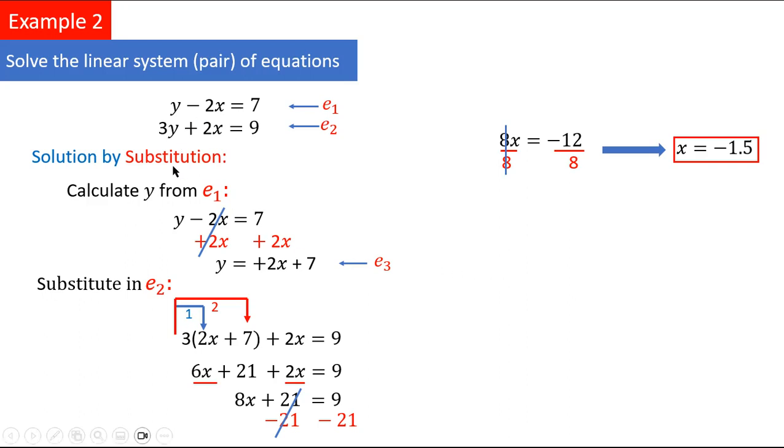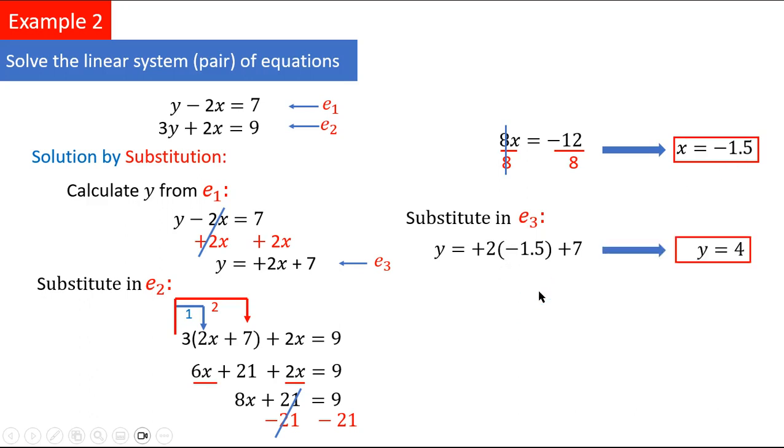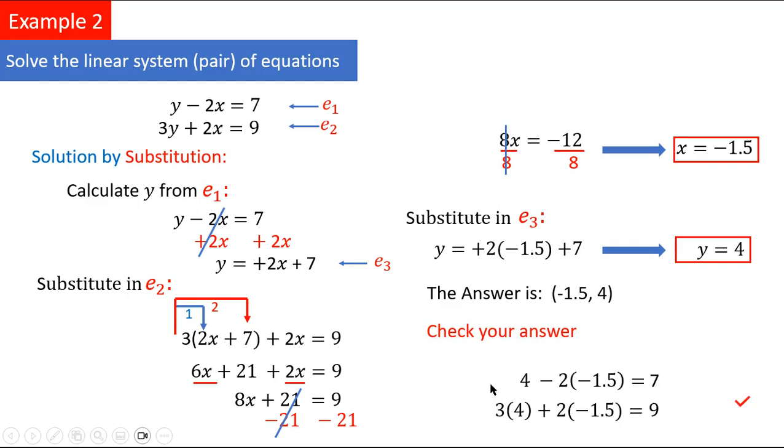Now you can use any one of the equations here to find y. The easiest one is to use this here, equation number 3. So y equals 2 times x. X is negative 1.5, plus 7. Y is equal to 4. So that's the solution. Now, as I started this question, I noticed that these two have opposite signs, so it's easier to do elimination. You can always check your answer.